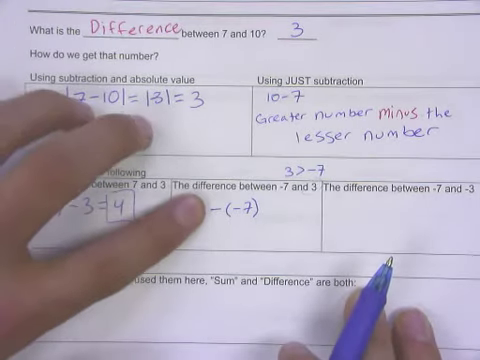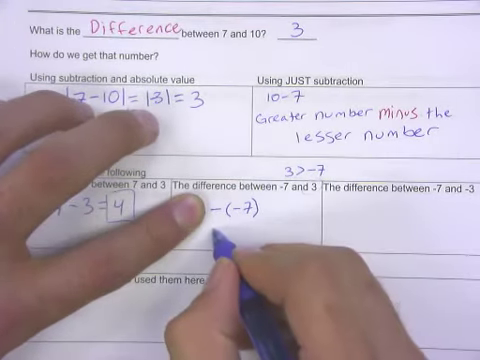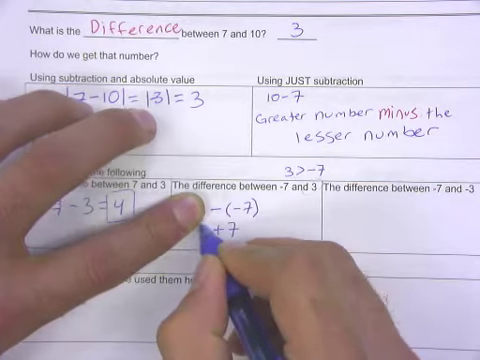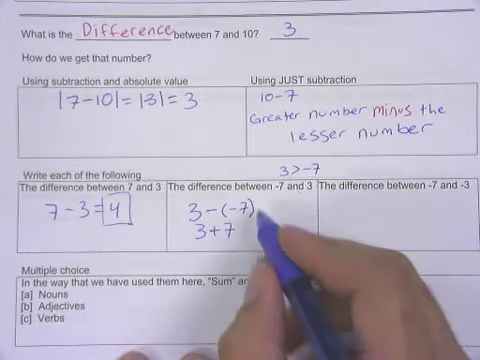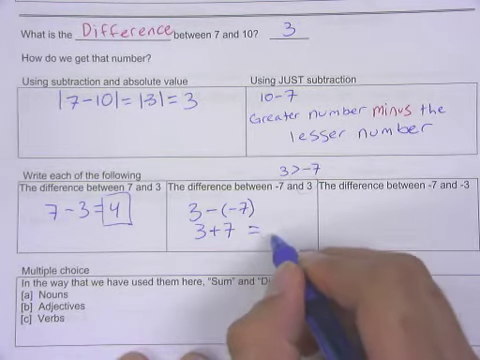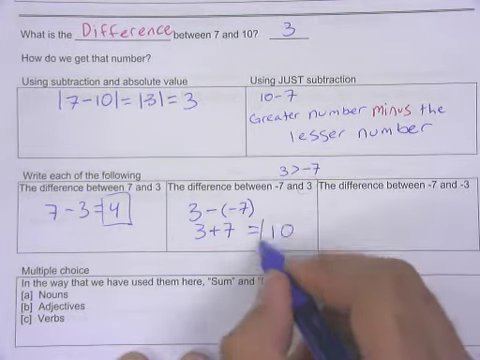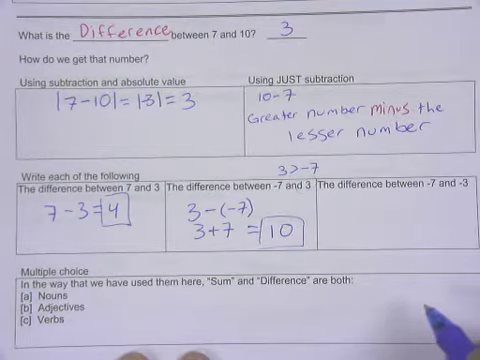Since the negative of negative 7 is the same thing as positive 7, we can think of 3 minus negative 7 as being the same thing as 3 plus 7, and 3 plus 7 is that difference of 10 that we know we should get.